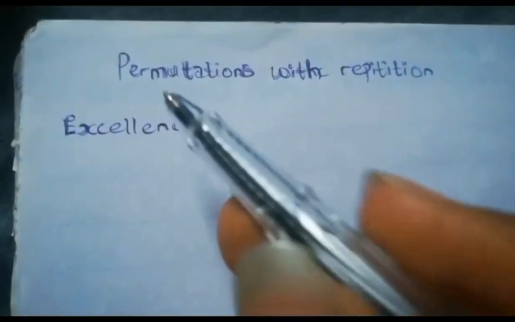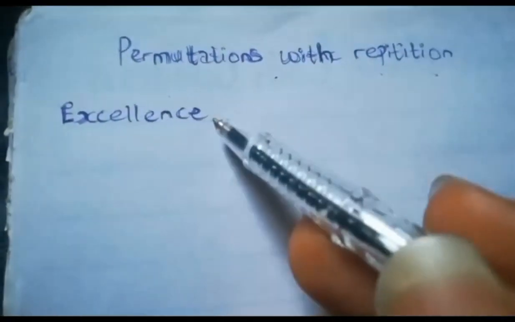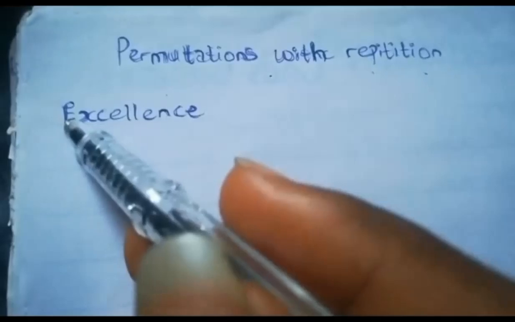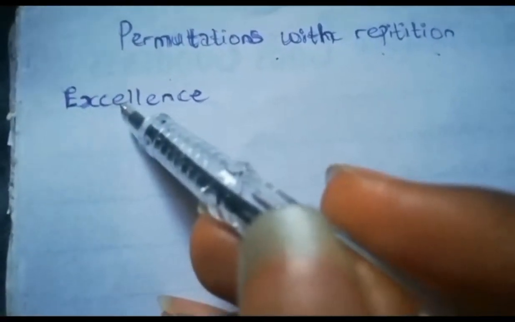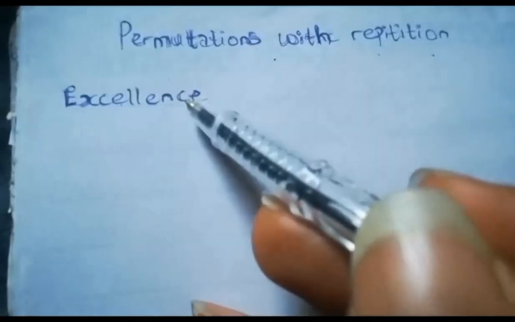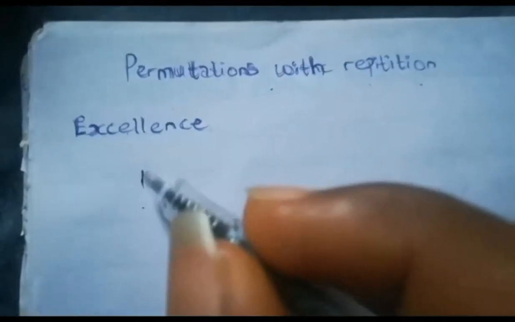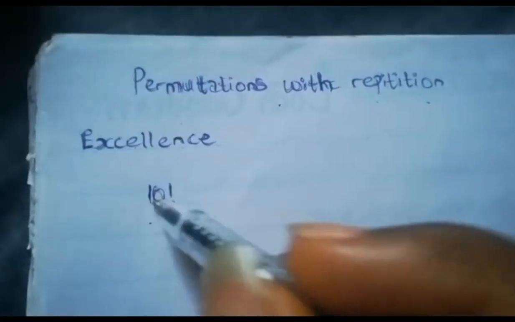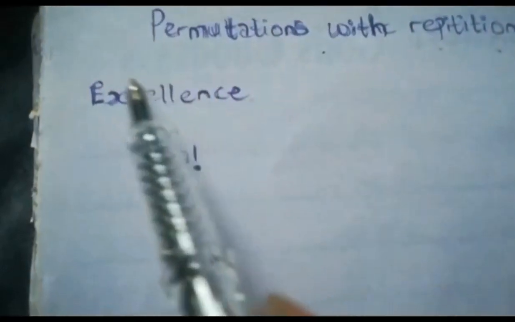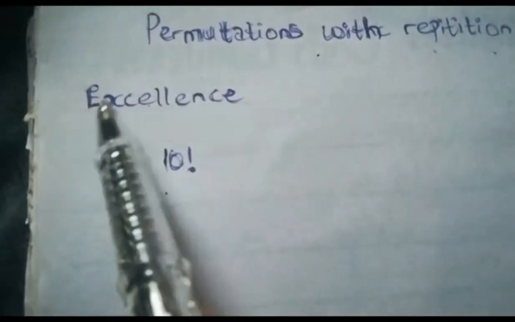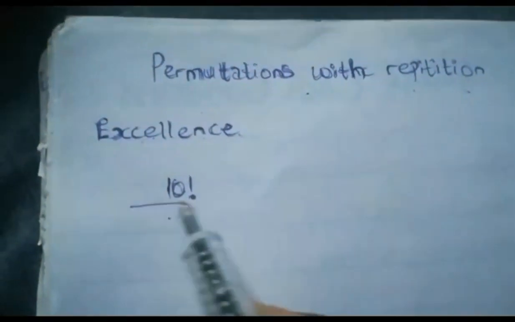Now we have permutations with repetition. Consider the word excellence. How many letters does this have? 1, 2, 3, 4, 5, 6, 7, 8, 9, 10. So the number of ways of arranging it is 10 factorial. But if we look at it, some letters are repeated twice or 3 times. The letter E is repeated 4 times.